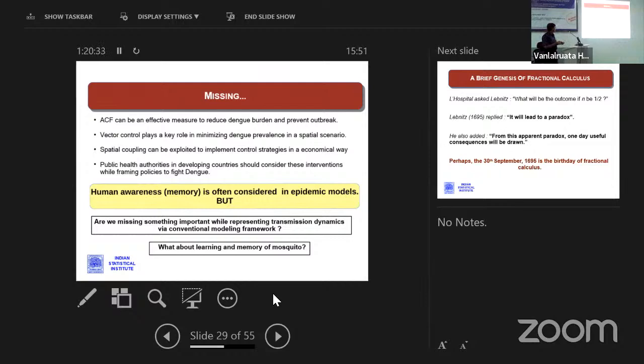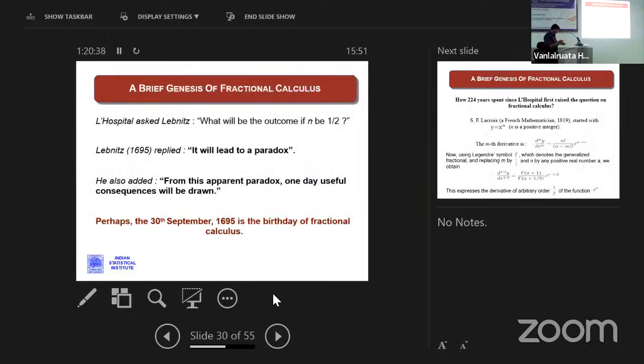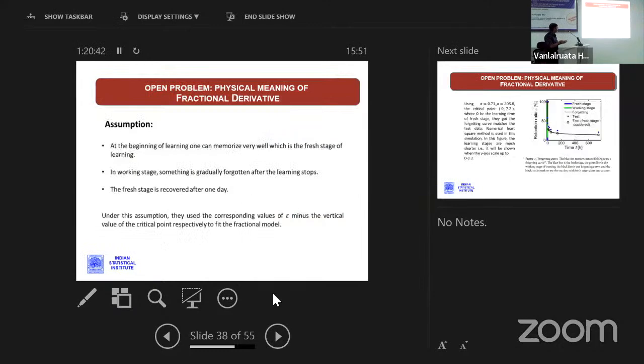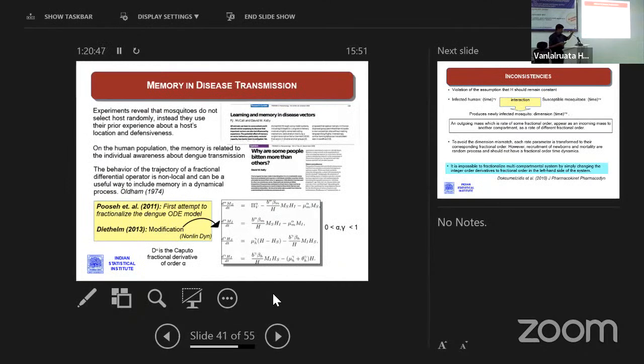I don't know whether I have that experience or result. Yes. These are the papers to read: Learning and memory of disease vectors. Another is why, as I told you, are some people bitten more than others? A lot of experiments people have done.